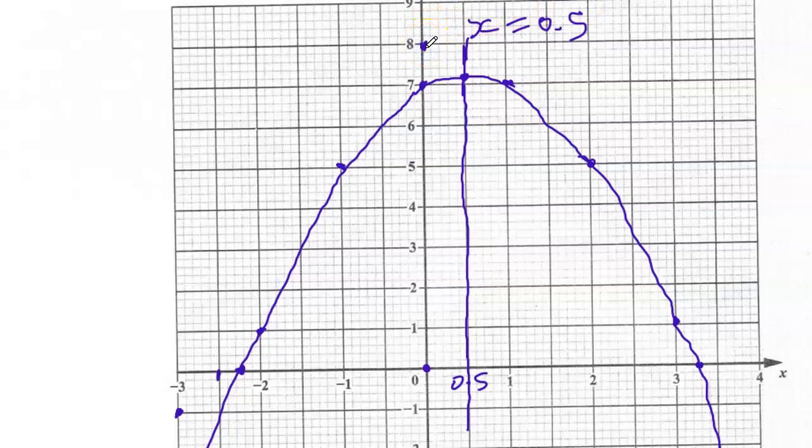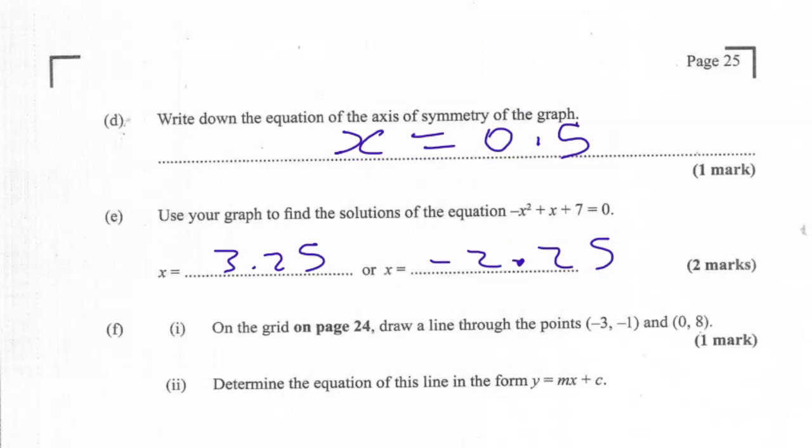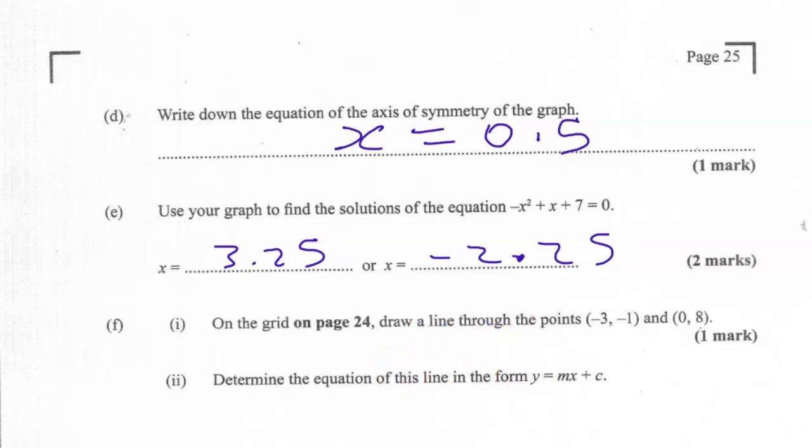Alright, so if I draw a line through, this line should be something like this. So that's a line. I guess it cuts the curve at minus 1, positive 5, it would seem. But anyway, let's see what they're asking us. Determine the equation of this line in the form y equals mx plus c.